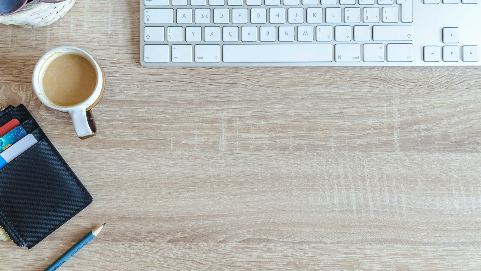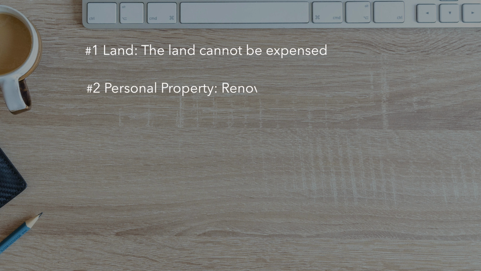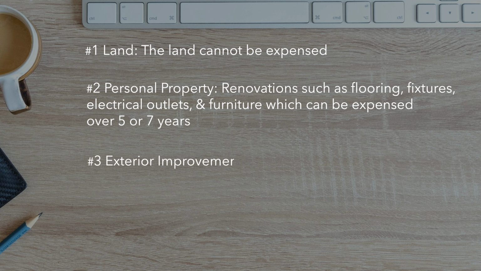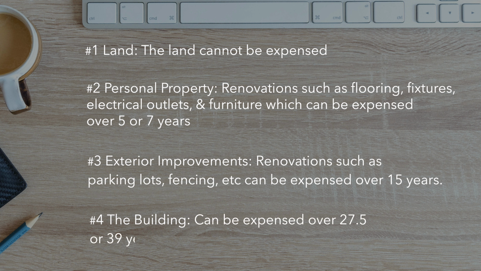These are generally broken down into 4 categories. Number 1, land. The land cannot be expensed. Number 2, personal property. Renovations such as flooring, fixtures, electrical outlets, and furniture, which can be expensed over 5 or 7 years. Number 3, exterior improvements. Renovations such as parking lots, fencing, etc. can be expensed over 15 years. Number 4, the building. Can be expensed over 27.5 or 39 years depending on the type of asset.